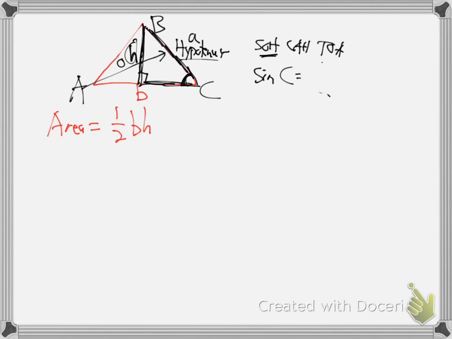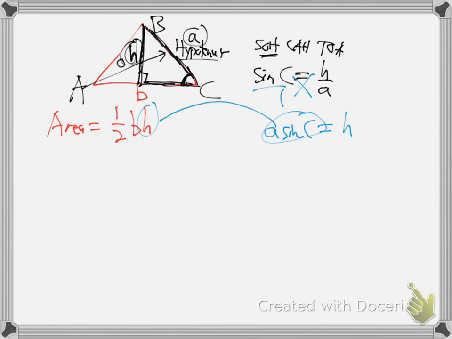Everybody, I'm trying to erase that, make it more clear. Is that good? Sine of c is opposite over hypotenuse. H over little a. Good. How do I solve that equation for h? Put this over 1, diagonal, little a sine c is h. Good. And now what is h?